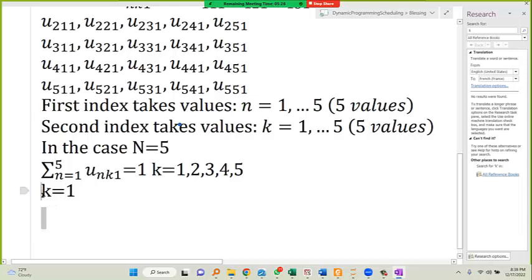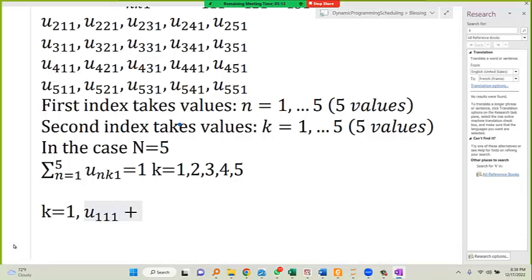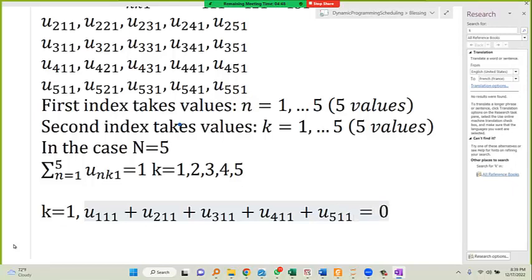In the case when k equals 1, you'd have u_111, the first value of n is 1, plus u_211, plus u_311, plus u_411, plus u_511. Now what about k equal 2?